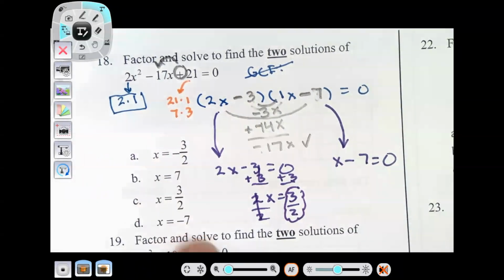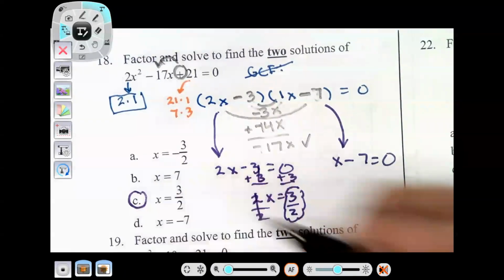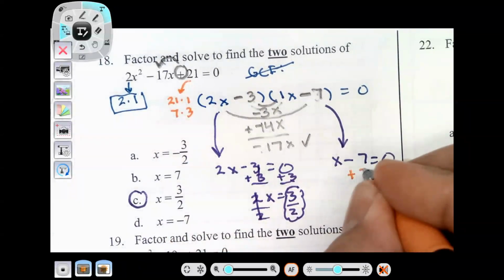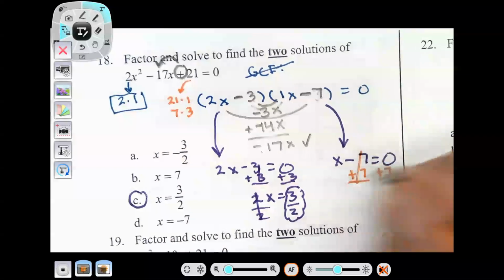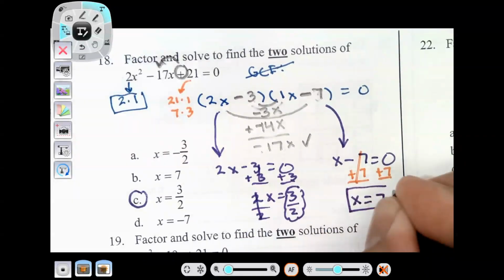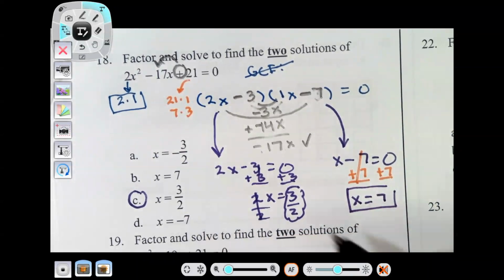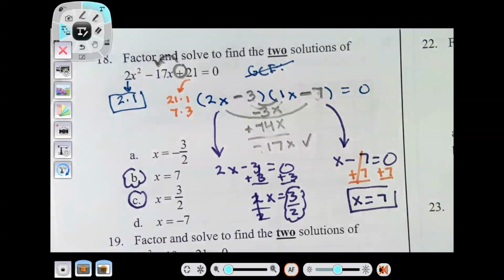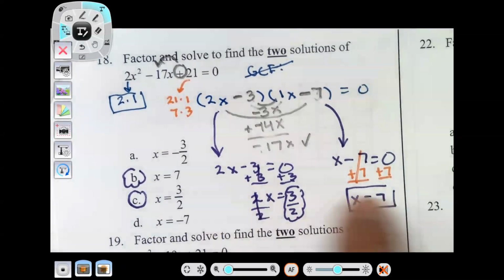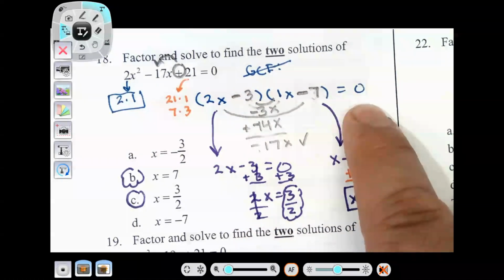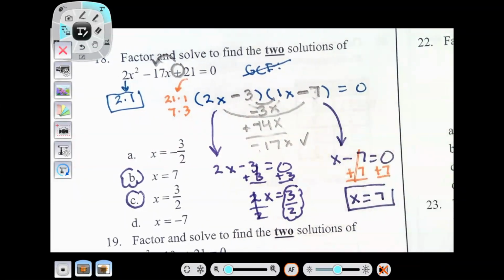Not a negative 3 over 2. We're looking at the positive one. And then for this one, all I have to do is just add 7 to both sides. And so we get the answer that x is equal to 7. And again, look how they try to get us with that negative, but we don't fall for those tricks there. There's my answer. So again, we only do this last part because they originally said equals 0. Don't add your own equals 0, only if they bring it up.